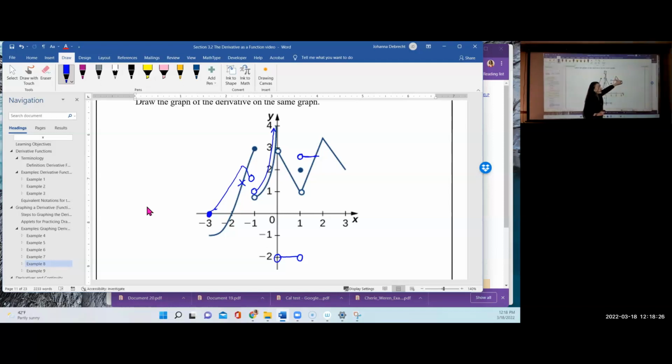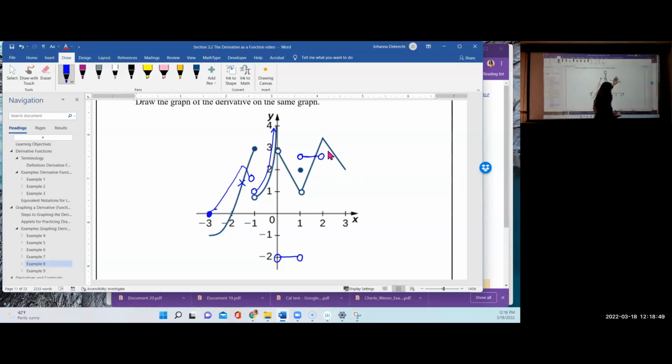Now, what happens at x equal 2? At x equal 2, I have a sharp corner. Anywhere that we have a sharp corner, we do not have a unique tangent line. If we don't have a unique tangent line, then we don't have a derivative. That will correspond to a hole in the graph. So we're going to have a hole here on this segment at x equal 2.